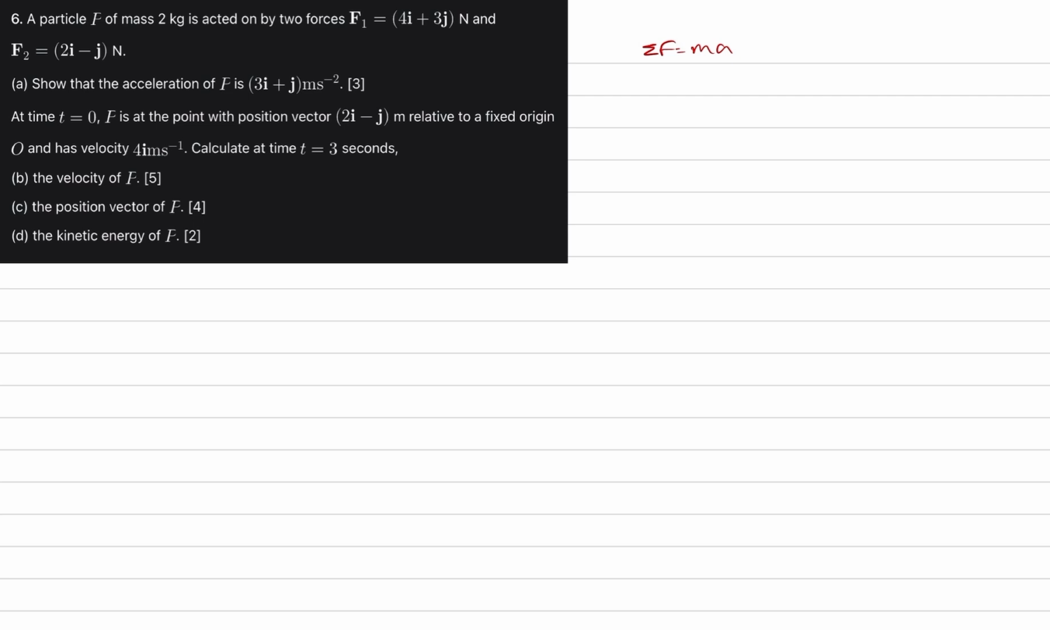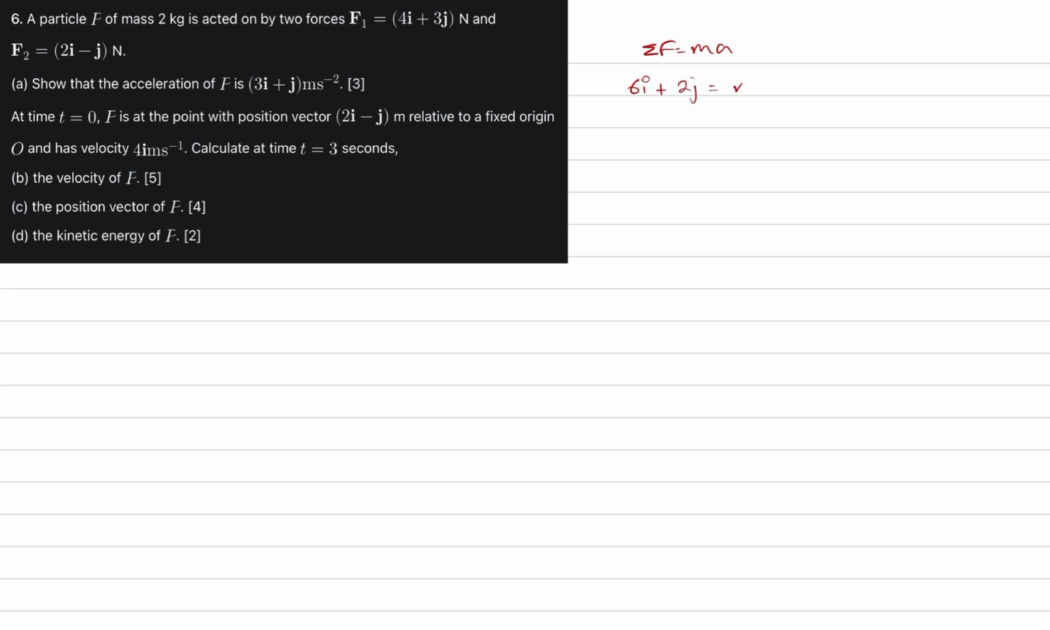And on this particle, there are two forces acting, F1 and F2. So to find the resultant of the two forces, we just add them up. And why can we just add them up? It's because they are vectors. In vectors, you can simply add the forces. So 4 plus 2, that's going to be 6i, plus 3 minus 1, that is 2j.